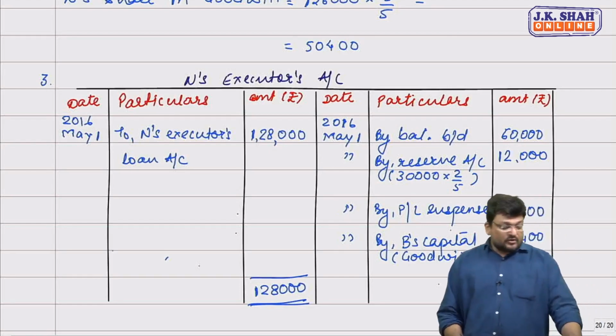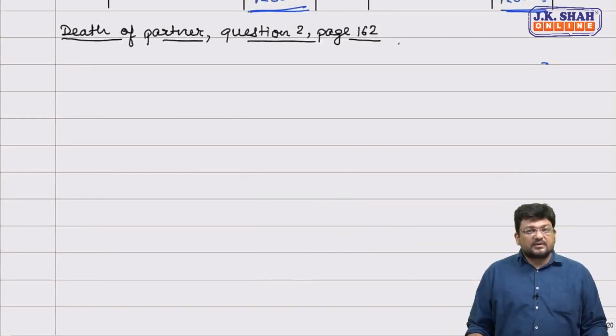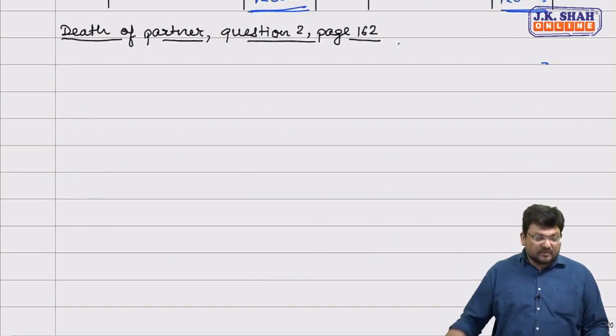Correct. Now pause and copy. Friends, question 2 in death of partner, page number 162. What is the information given?